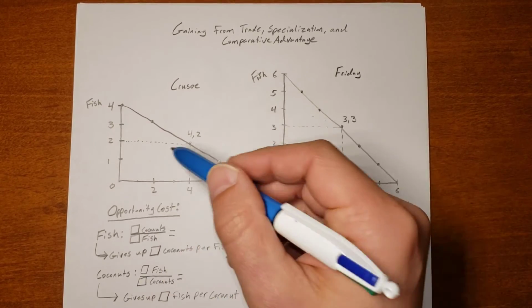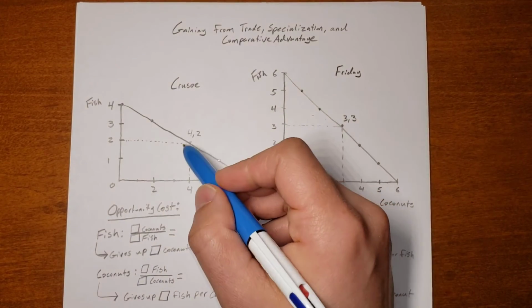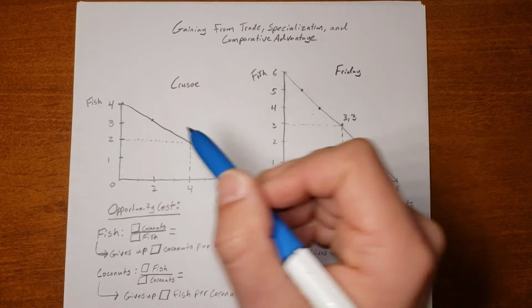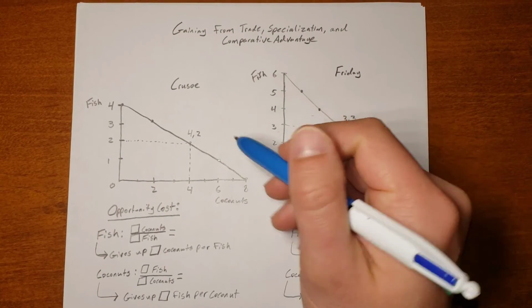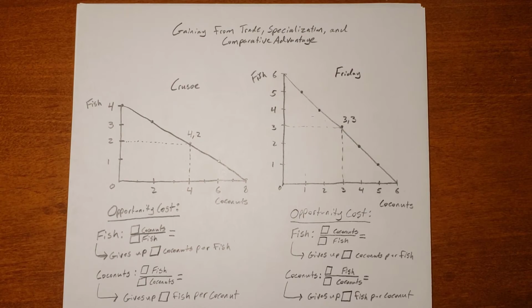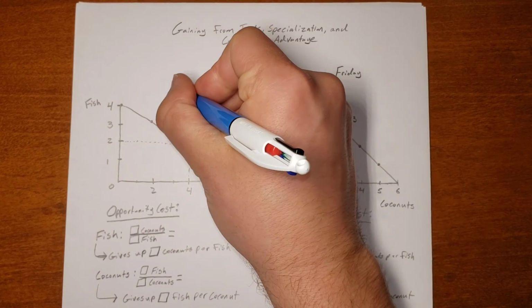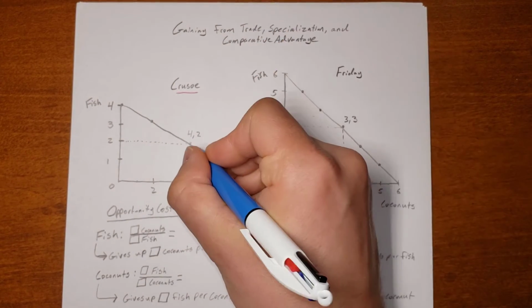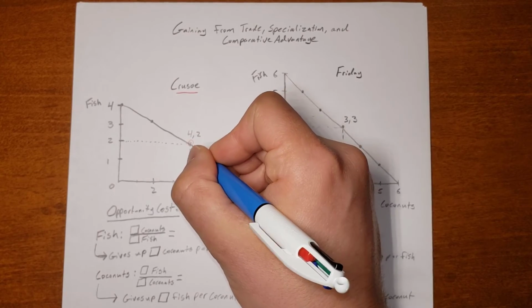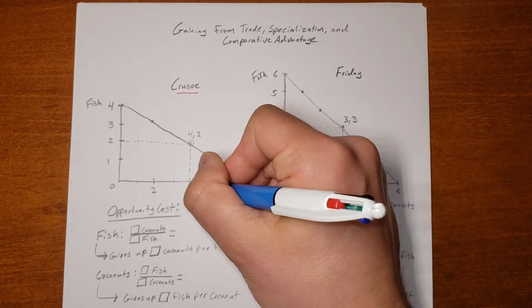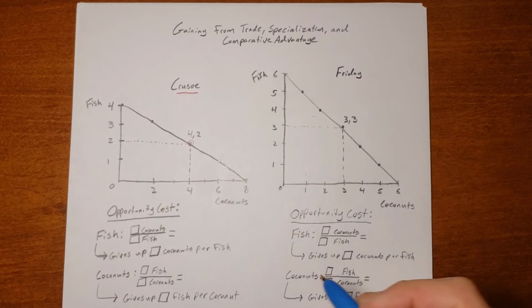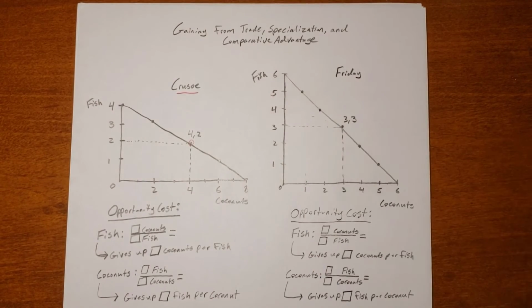So we still have Caruso, and let's go back to our original example where he's producing either 4 fish or 8 coconuts, and we're just going to say, for the sake of this example, that Caruso, we'll use red for Caruso, is producing 2 and 4, that is. So 4 coconuts and 2 fish. Okay, so that's his current production right now.